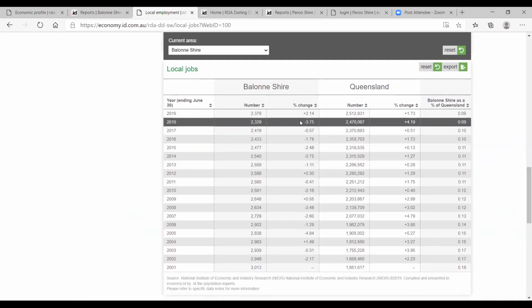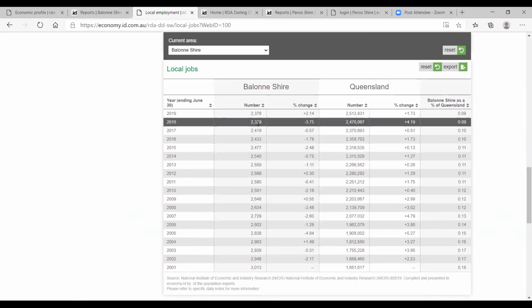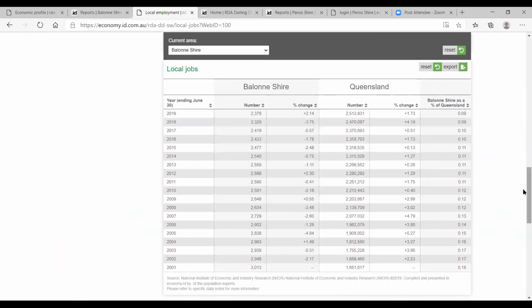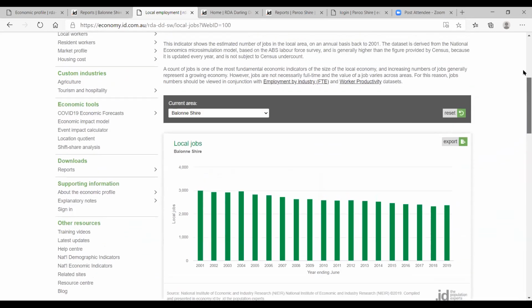And we can see here 2.14% change in growth, 2,329 to 2,378. They're the sorts of things that you guys can quote. Okay, so if you have a media release, you want to talk about the fall in GRP, you might want to talk about the jobs growth that's happened in your community. Okay, so, you know, that's just another way of being able to look at your data.